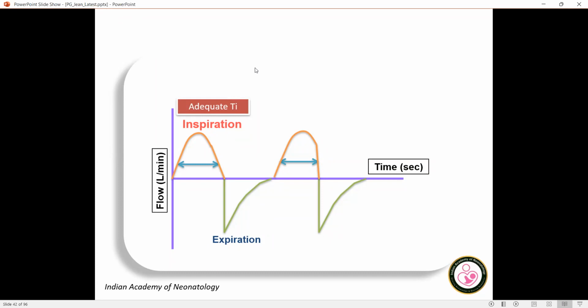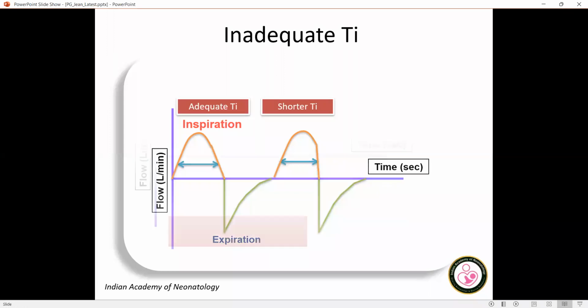Here we already discussed how the normal flow waveform should appear. The inspiration should reach the maximum peak inspiratory flow rate, then it should decelerate and touch the baseline. Here we can see that it is not touching the baseline. The ventilator has drawn an artificial line here. So the volume delivered will be low. The problem here is actually a short TI, so we have to increase the TI. From the flow waveform, we can identify the TI and optimize it depending upon the situation.